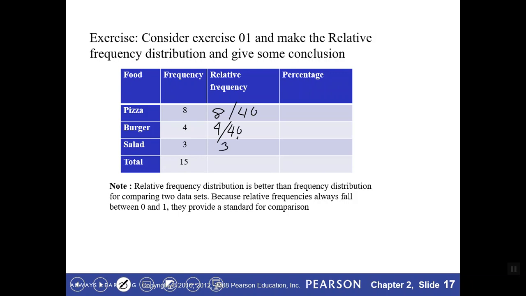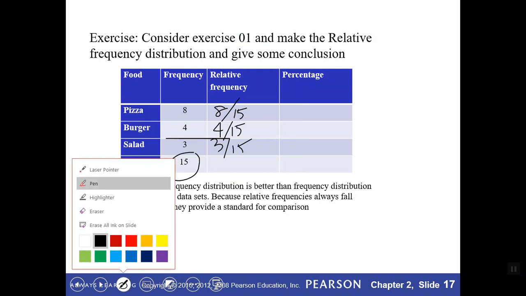Salad is 3 divided by, sorry, this is not 40. This should be, where is my eraser? Give me a second. I'm so sorry. I confused it with the last example. Here for pizza the frequency is 8 divided by the total number of preferences, which is 15. For burgers it is 4 divided by the total number 15. For salad it is just 3 divided by 15.